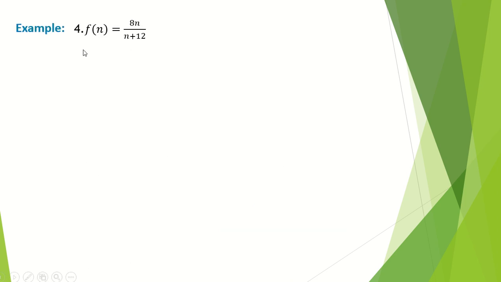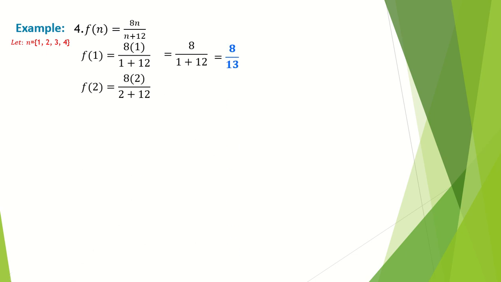For our fourth example, we have a rational expression on the right side of the function. F of n is equal to 8n all over quantity n plus 12. So again, we will use the domain as 1, 2, 3, 4. So substitute 1 to every n in the function to get the first term. That's 8 over 13. To get the second term, substitute 2 to every n.